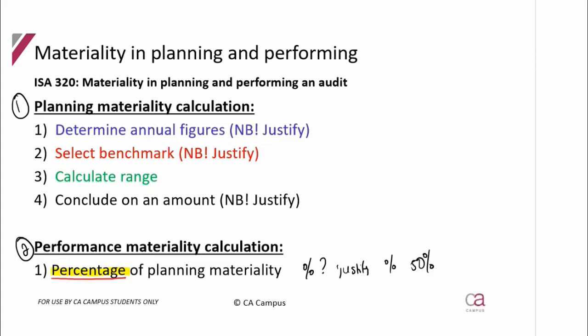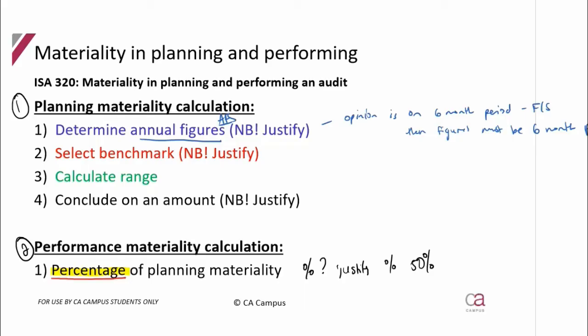Planning materiality, how do we calculate it? First and foremost, we need to determine the annual figures. I say annual because it's likely that you're expressing an opinion on annual financial statements. However, if you are expressing an opinion on interim financial statements, so your opinion is on a 6-month period of financial statements, then the figures you use must be on a 6-month period. Okay, so it all just depends, but likely that's your annual financial statements, so you need annual figures.